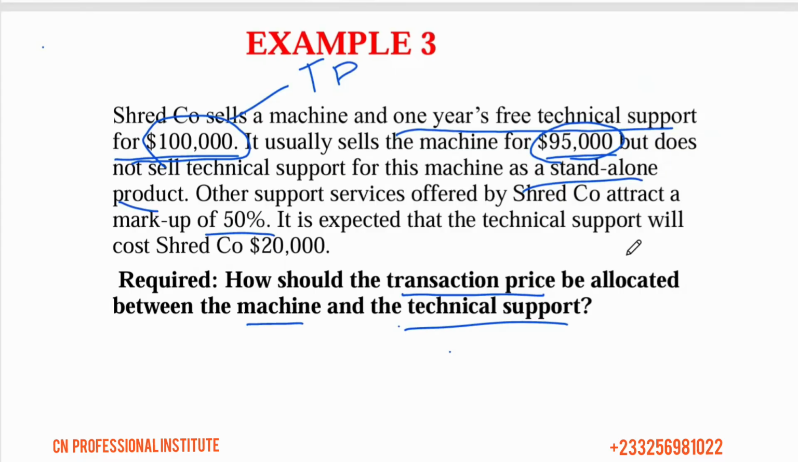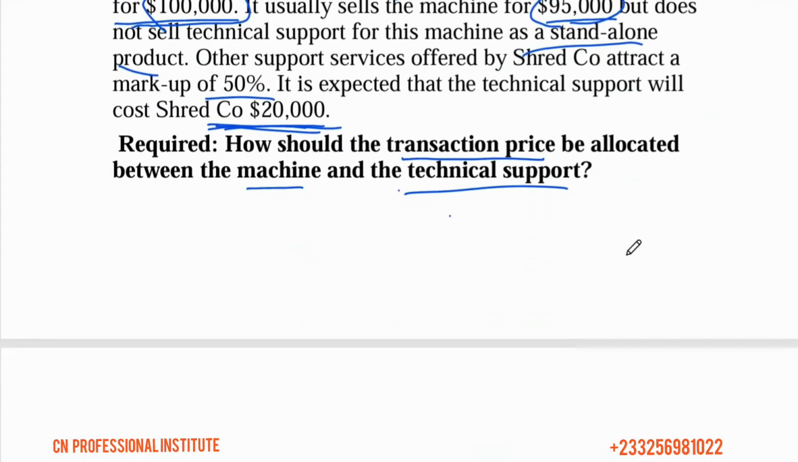But when we come here, we are told that the technical support costs Shred $20,000. So this $20,000 is the cost price of the technical support, not the selling price, not the standalone selling price. It is the cost. So we have to convert the cost to selling price. We have a markup there, so we can convert the cost to selling price. Let's do something here.